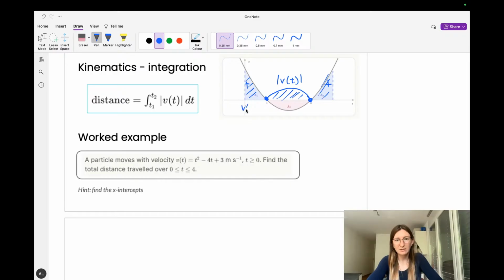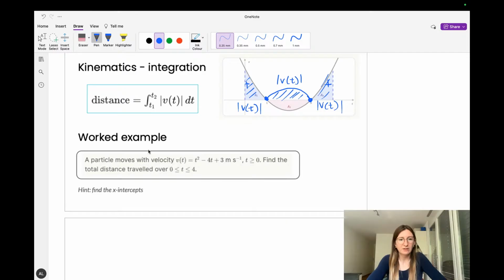So this is fine. That's just v of t on that interval from here to here. This is just v of t. I don't have to absolute value these, but to be safe, you can just absolute value everything to not make a mistake. And then I'm going to get the total distance covered without having to subtract anything.